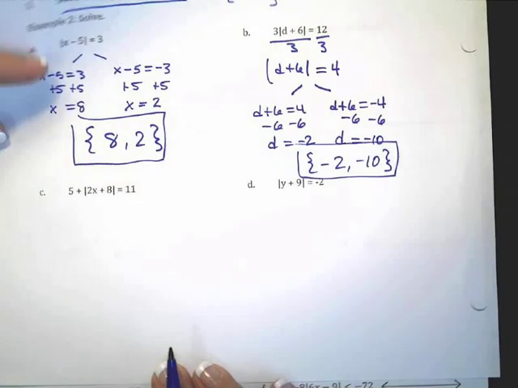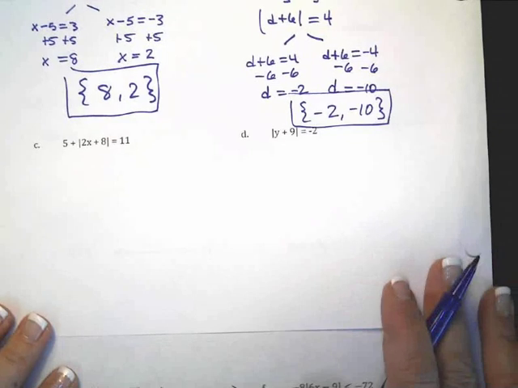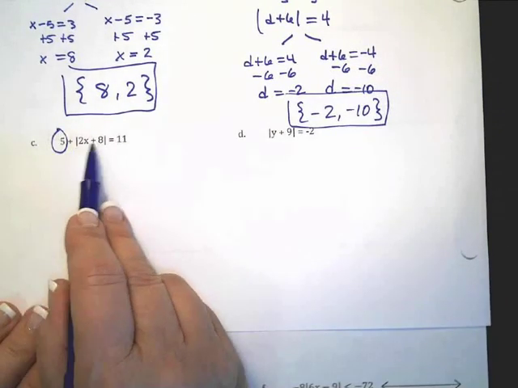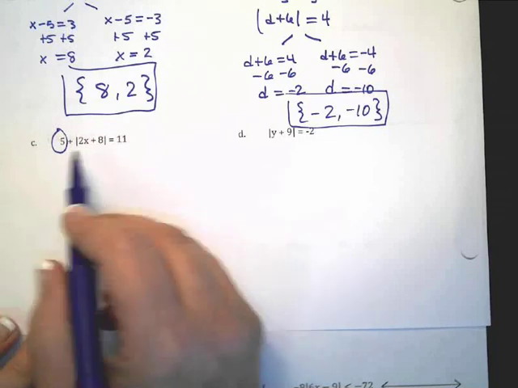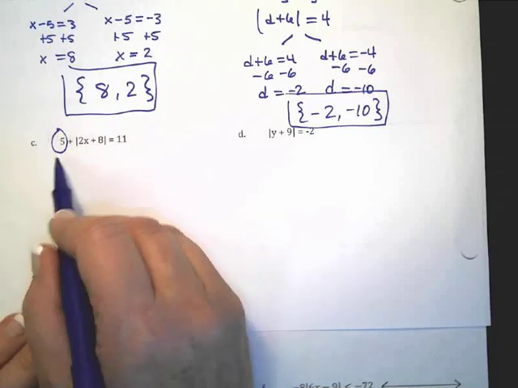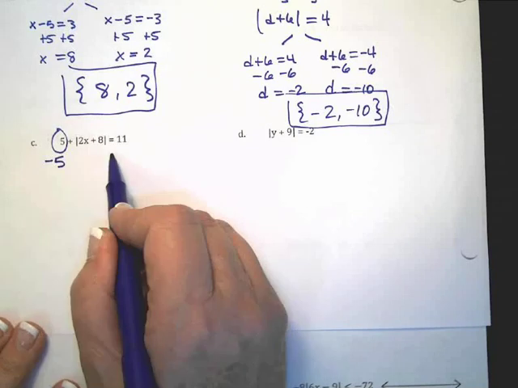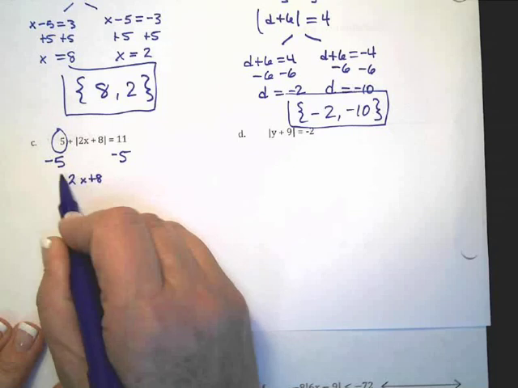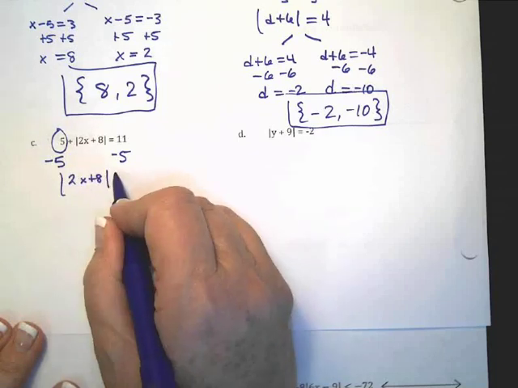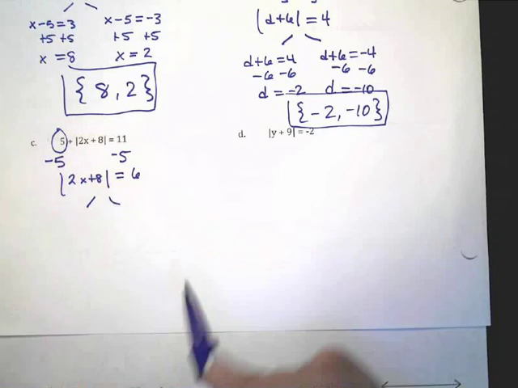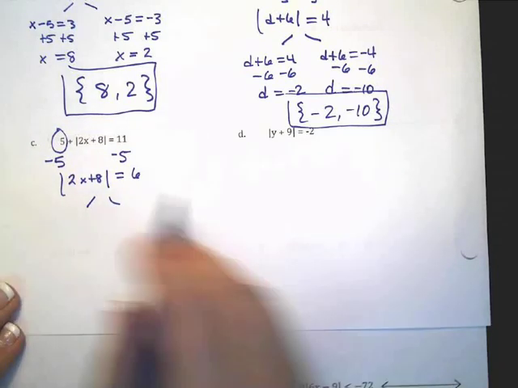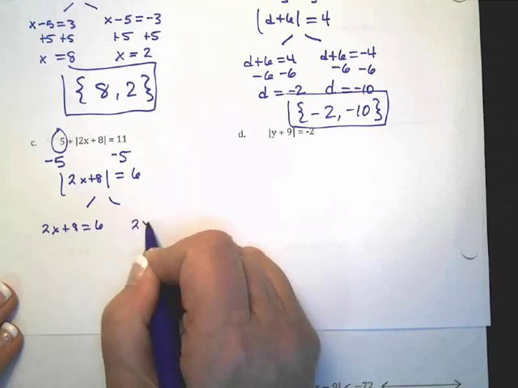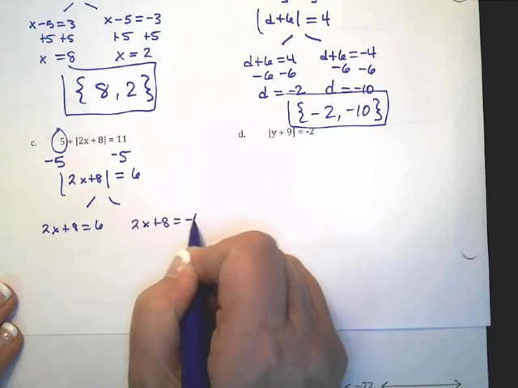Okay, come down to example C. To isolate this absolute value, we need to get rid of this 5, and this 5 is being added to the absolute value. So the opposite operation of addition would be subtraction. So subtract 5 from both sides. So we have the absolute value of 2x plus 8 equals 6. From here, we can go ahead and separate into two statements. 2x plus 8 equals 6, and 2x plus 8 equals negative 6.